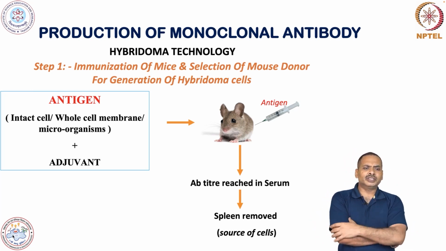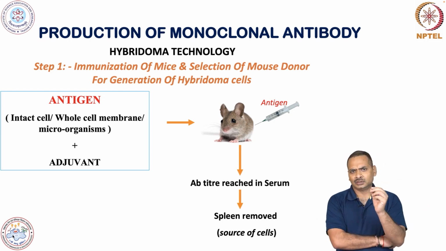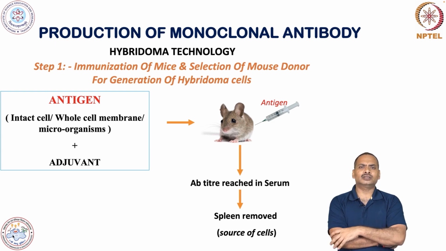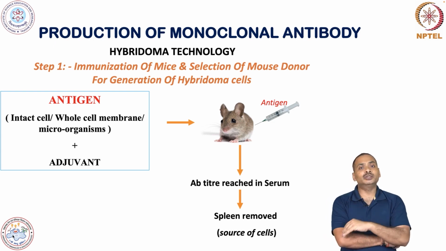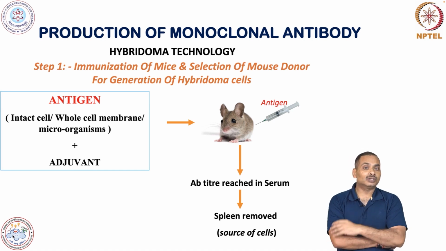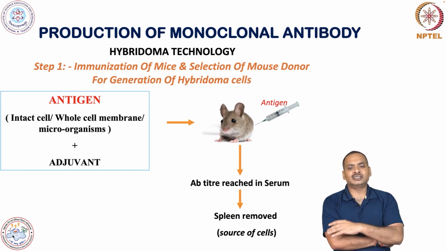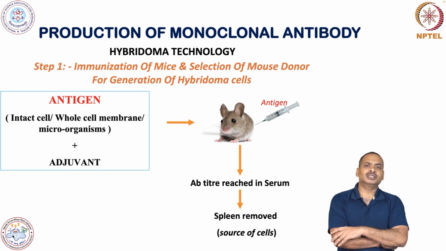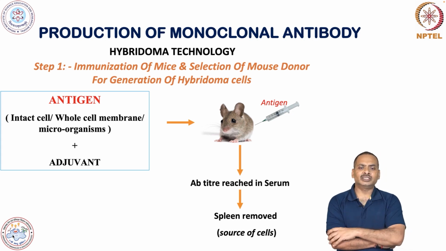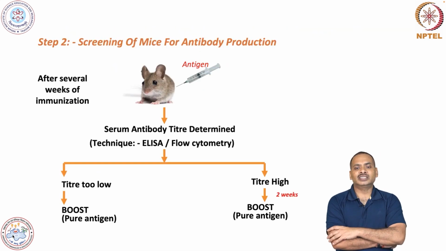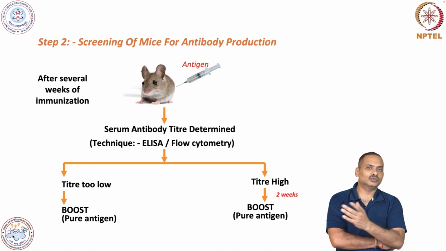So basically what we do, we challenge the mice with your antigen of interest or protein of interest along with the adjuvant. I have explained, we use the complete adjuvant or incomplete adjuvant. Okay. So after challenge, you check the titer of antibody. If the mice is showing very good titer of antibody, then you sacrifice and remove the spleen, and then you do further experiment.